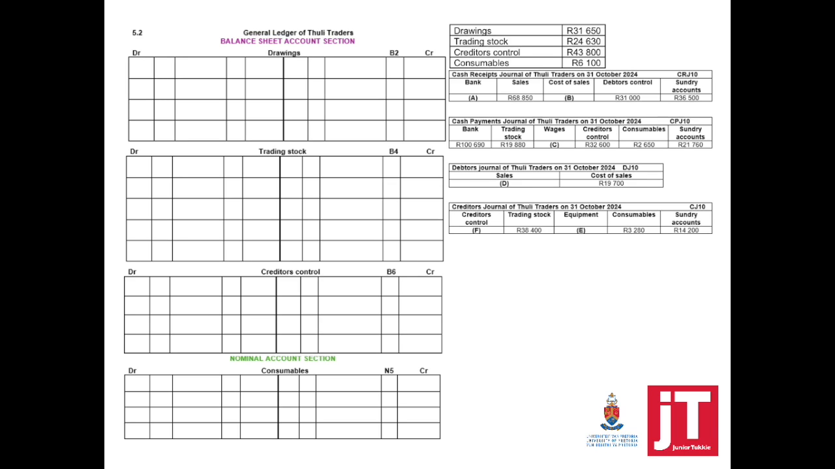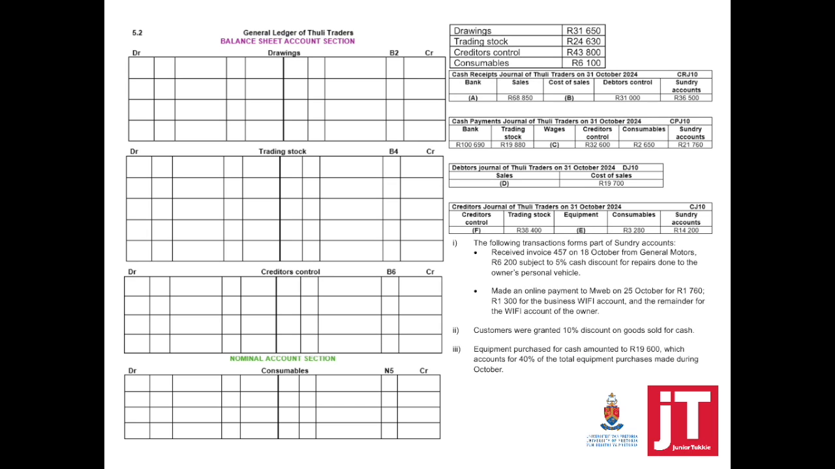Posting now to the general ledger. Step number 1, write the balances brought down, which means that if you look at drawings, it is an owner's equity account, which will decrease on the debit side and increase on the credit side. But the plus is on the debit side, or you can say D for debit. It increases on the debit side, but it has a negative effect on my owner's equity. Trading stock is regarded as a current asset, creditors control, a current liability, consumables, an expense.